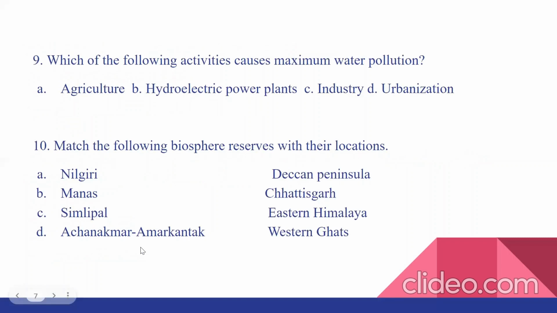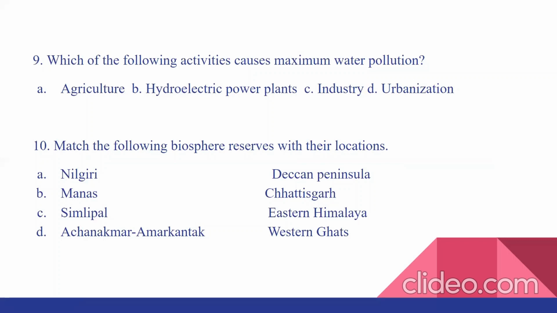So, ninth question. Which of the following activities causes maximum water pollution? Is it agriculture? Is it hydroelectric power plants? Is it industry? Or is it urbanization? तो, कौन सी एक्टिविटी है जो सबसे ज्यादा वाटर पोल्यूशन करती है? क्या खेती बाड़ी से होता है, क्या हाइड्रोइलेक्ट्रिक पावर प्लांट से होता है, क्या इंडस्ट्री से, या अर्बनाइजेशन से?